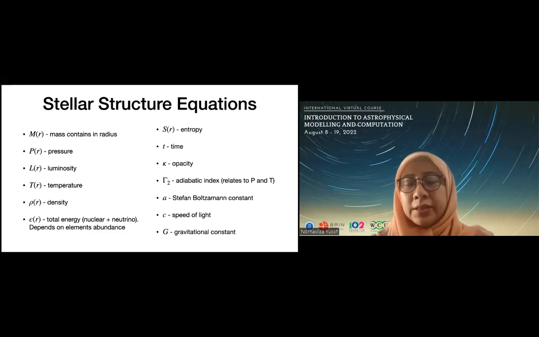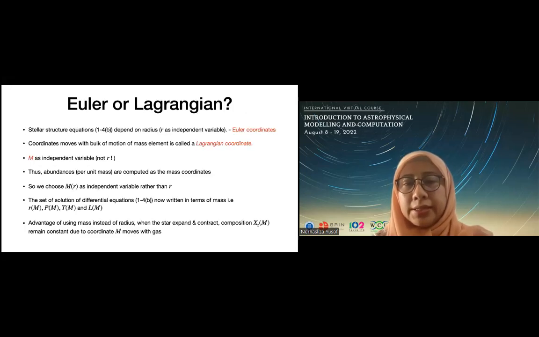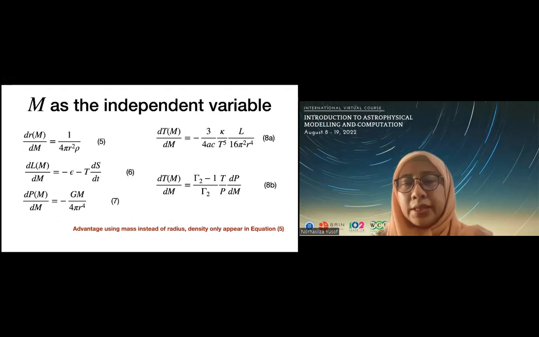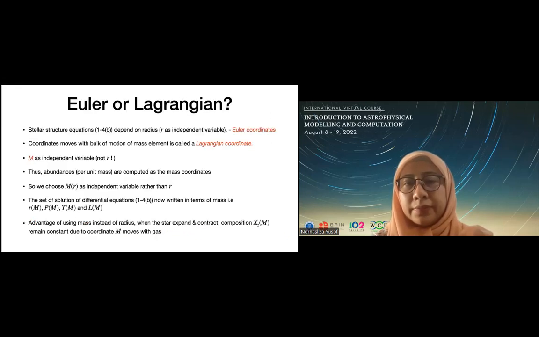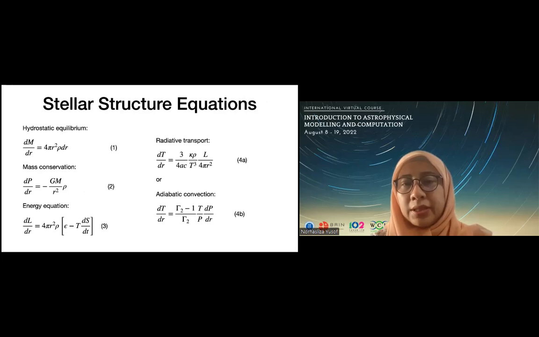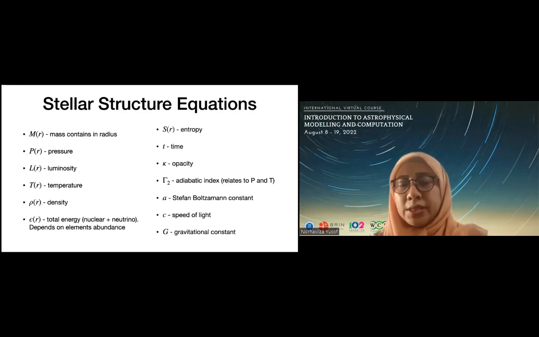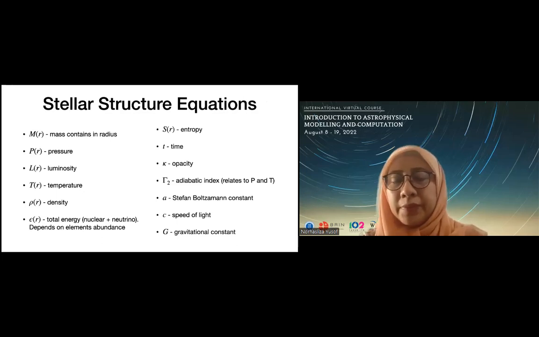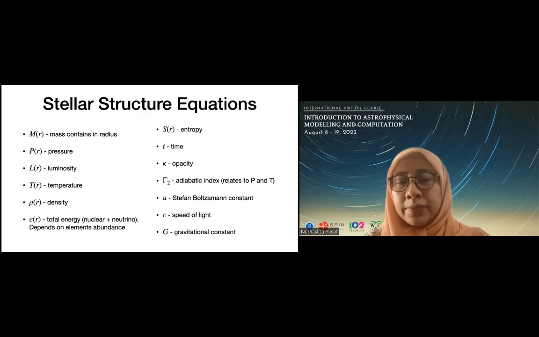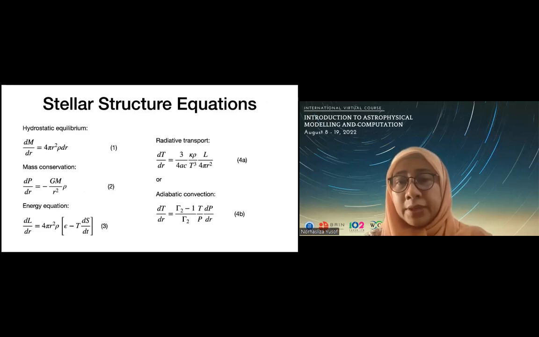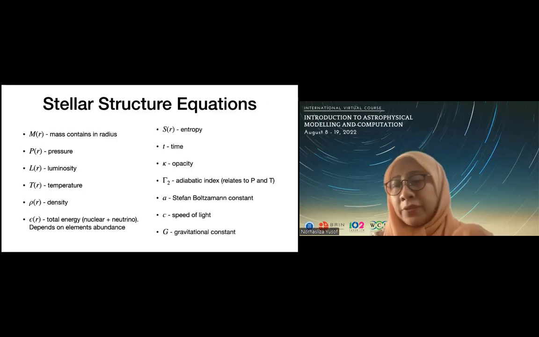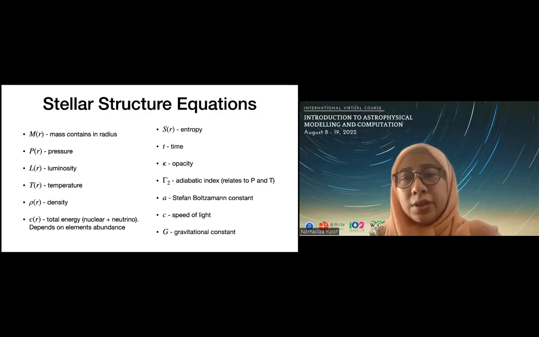And then certain variables, for example A and C here, come from the radiative transport. They are just constants from the Stefan-Boltzmann constant, because this comes from the radiative transport. And then we have the gravitational constant for the hydrostatic equilibrium, and also the speed of light. So these are all the parameters required when we want to calculate the stellar structure equations.